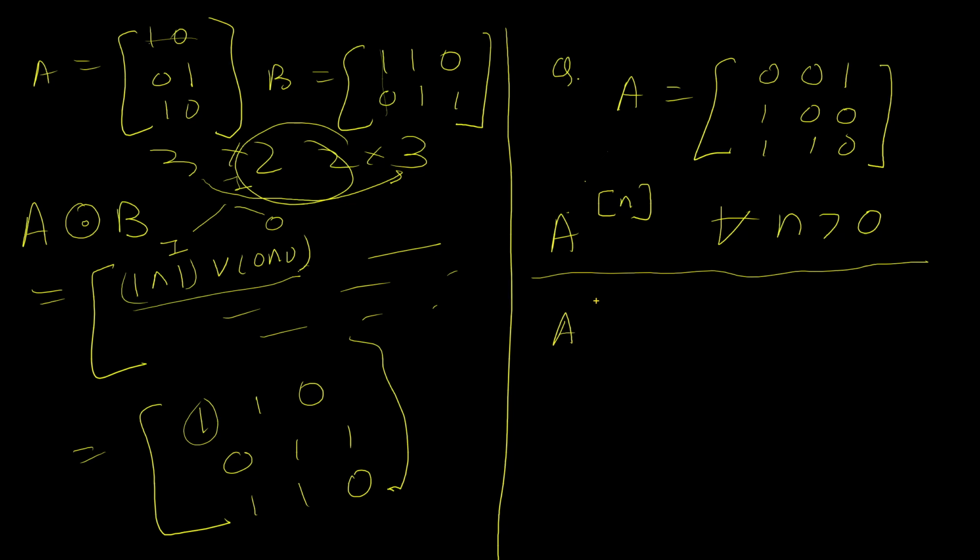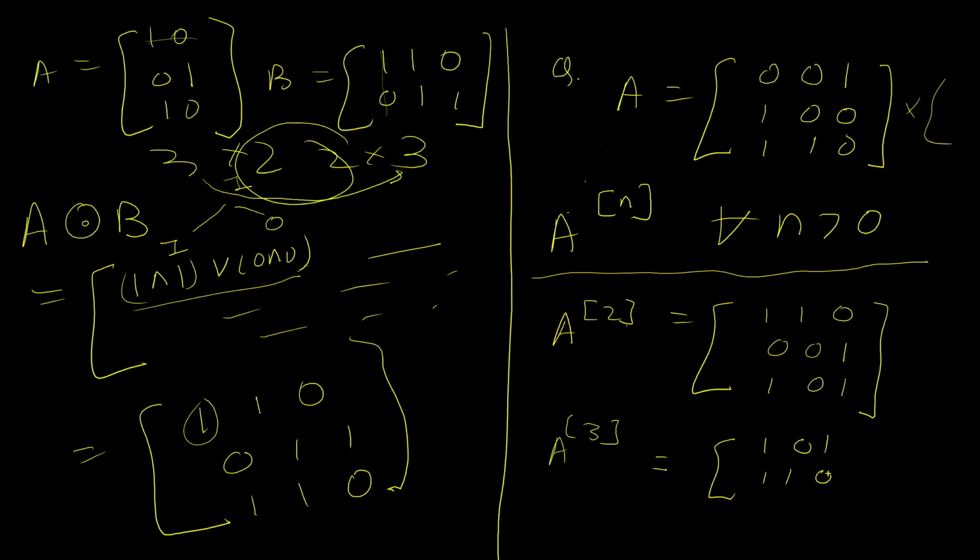You first calculate A squared: multiply A with itself. I hope this is clear. That will result in a 3 by 3 matrix. Follow the exact procedure as you did here, and then you should get this value. Once you have A squared, you multiply that with A again, and that should give you A cubed. That is going to be this value.